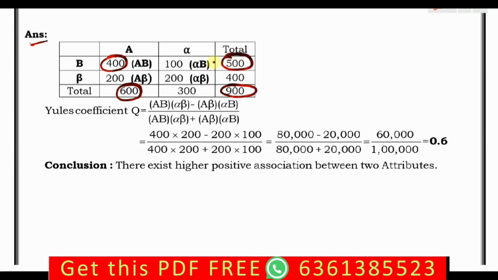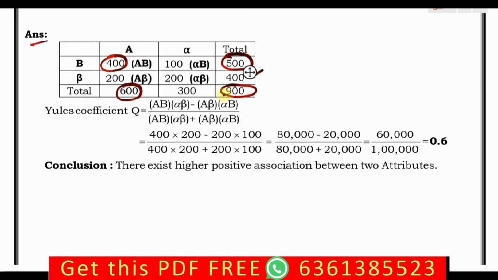So all the given data we have already written. Remaining all, with the calculations we can complete it. For example, 900 minus 500, because 900 is the total and B total is 500. 900 minus 500, we are going to get 400.